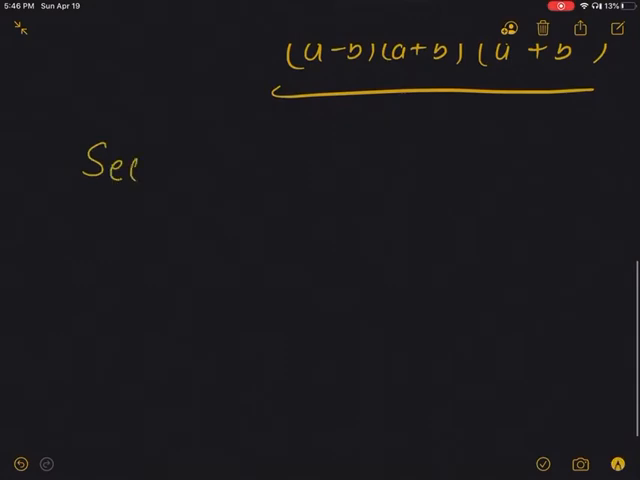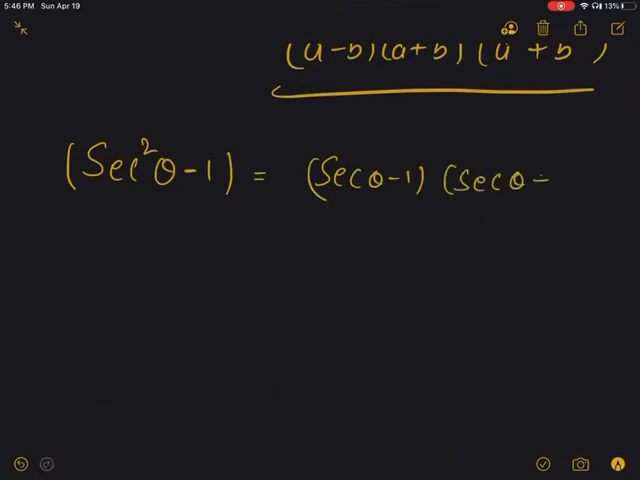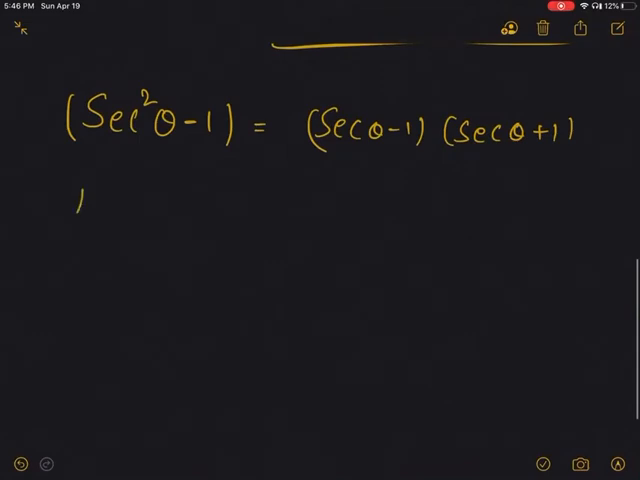I see secant squared theta minus 1. What I see is a difference of two perfect squares. So I could rewrite this as secant theta minus 1 and secant theta plus 1. Here you go. I'm trying to show you how to factor different expressions. That's the first way if you see difference of two squares. Next, if I have a normal looking quadratic function like this, if I ask you to factor this one out, I could do x factoring.